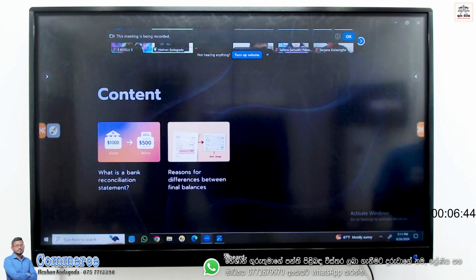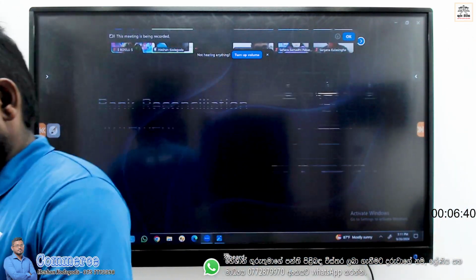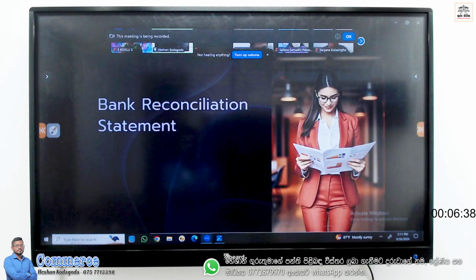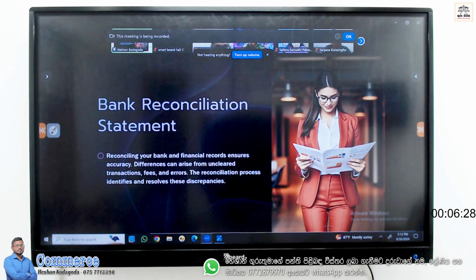Bank reconciliation statement. Reconciling your bank and financial records ensures accuracy. Differences can arise from unclear transactions, fees, and errors. The reconciliation process identifies and resolves these discrepancies.